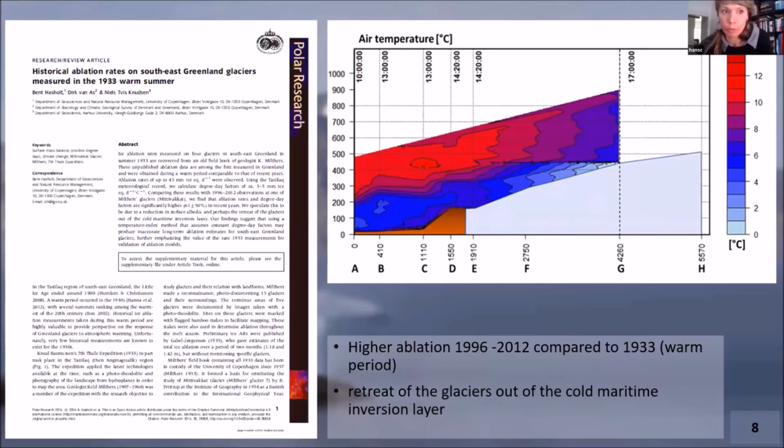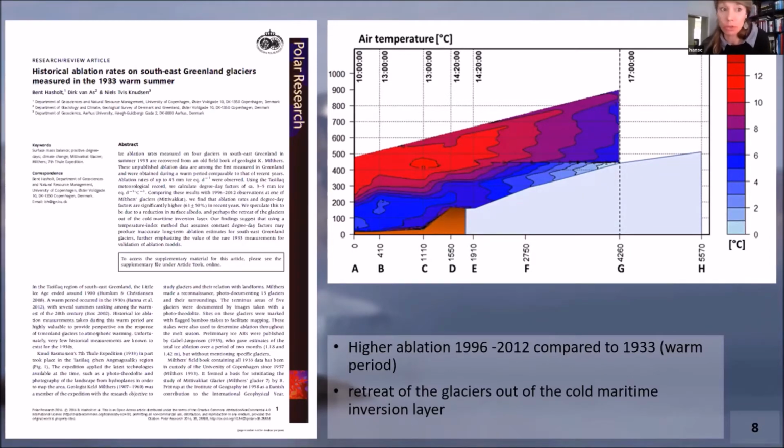Because at the beginning of this presentation, I told you a bit about the expedition in 1933, where they collected one of the first ablation measurements in Greenland. And one study, it is Hasselt et al., we can see it here on the left side, compared these historical ablation data with more recent ones. And they discovered that the ablation is much higher than in 1933.